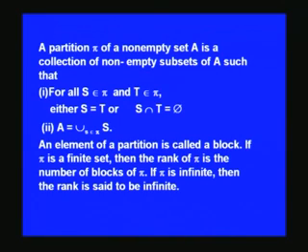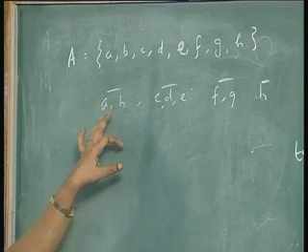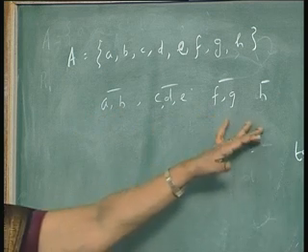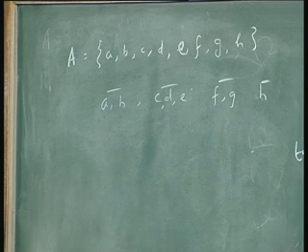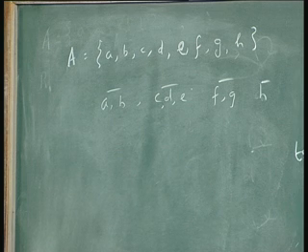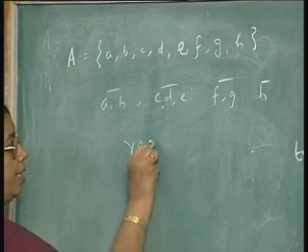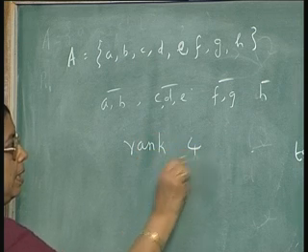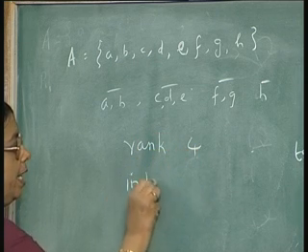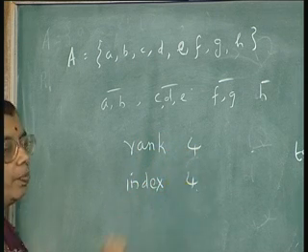If pi is a finite set, then the rank of pi is the number of blocks of pi. For example, the rank of this is the number of blocks: 1, 2, 3, 4, there are 4 blocks. So the rank is 4, or the index is 4, you can use the word index also for this.